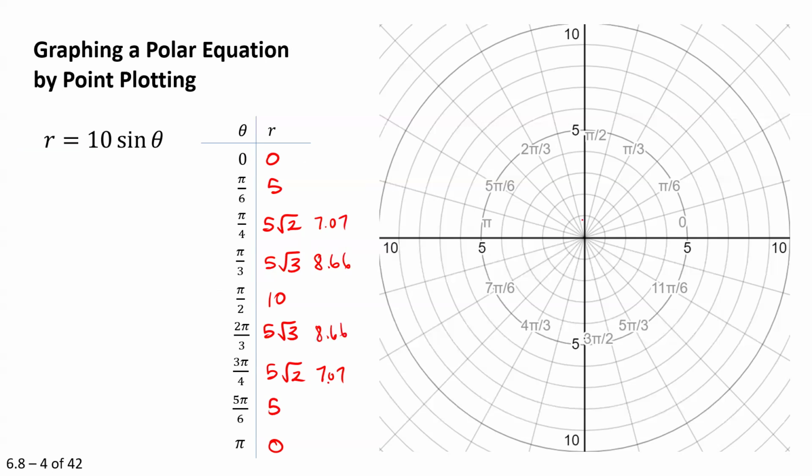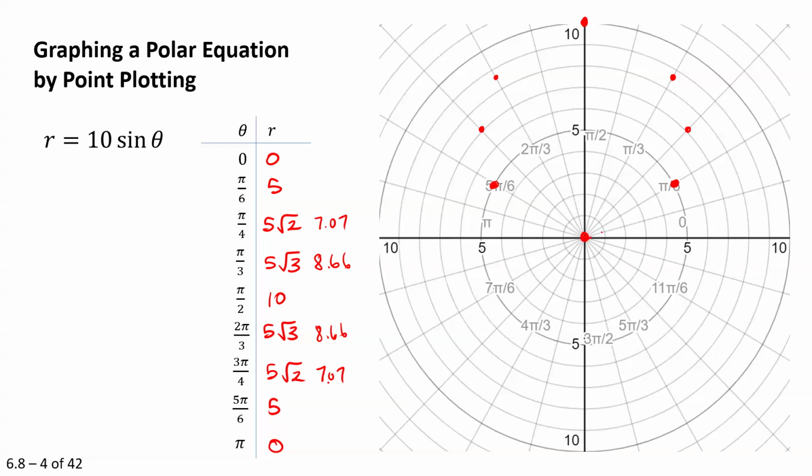Okay, and then let's just plot these pairs here. 0 is 0. Pi over 6 is 5. Pi over 4 is 7.07. Pi over 3 is 8.66. So that's about there. Pi over 2 is 10, way up here. Then pi over 3 is 8.66 again. That'll be nice. This is 7.07. This is 5. And this is back to 0.